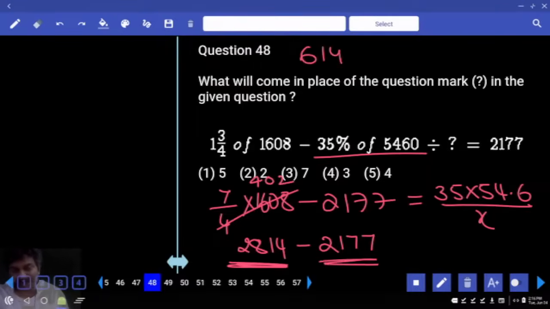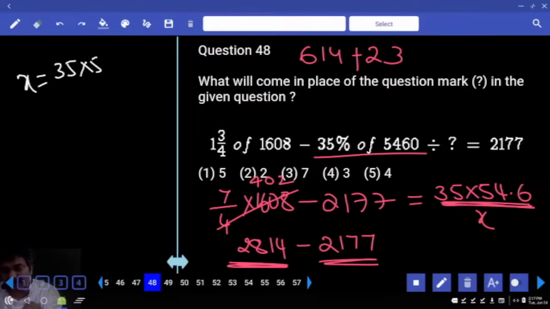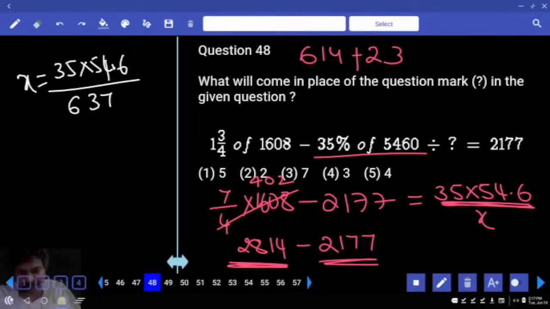614. This is how much less than 2200? 23. Sum of both the numbers, 637, is equal to this number only. Then the x value will be 35 into 54.6 divided by 637. Right. The answer must be a multiple of 3. In your numerator, do you have a multiple of 3?